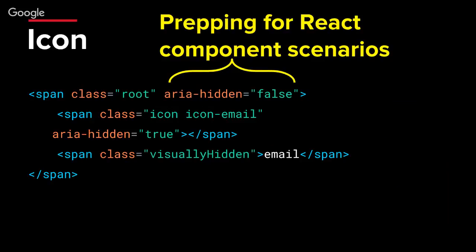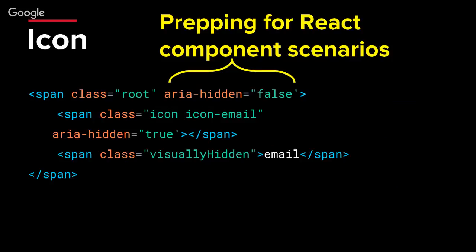Lastly, we are adding a sprinkle of the aria hidden equals false attribute to the wrapping container to start prepping the component for how we may expose or hide this component in various scenarios while using React. One thing to note here, adding aria hidden equals false to the wrapper span is not technically necessary in an HTML-based component scenario, since aria hidden equals false essentially has the effect of not being added to the element as an attribute at all.